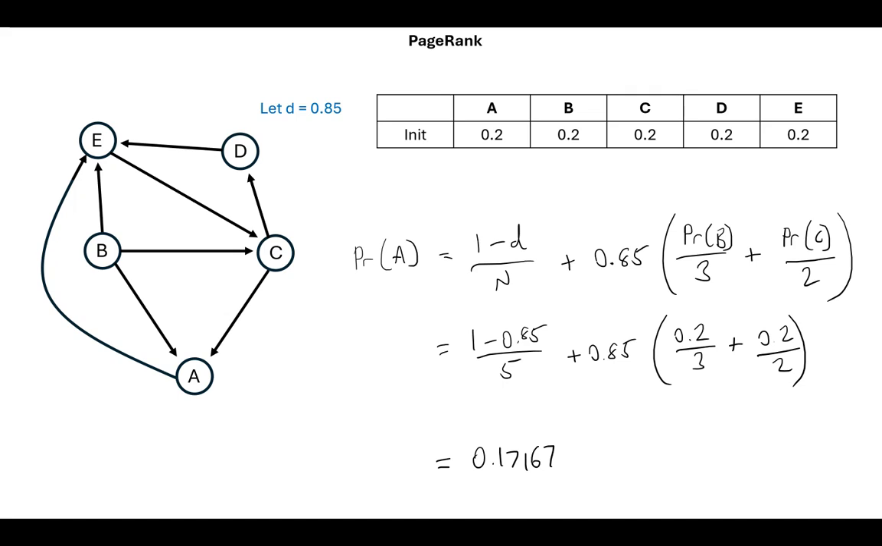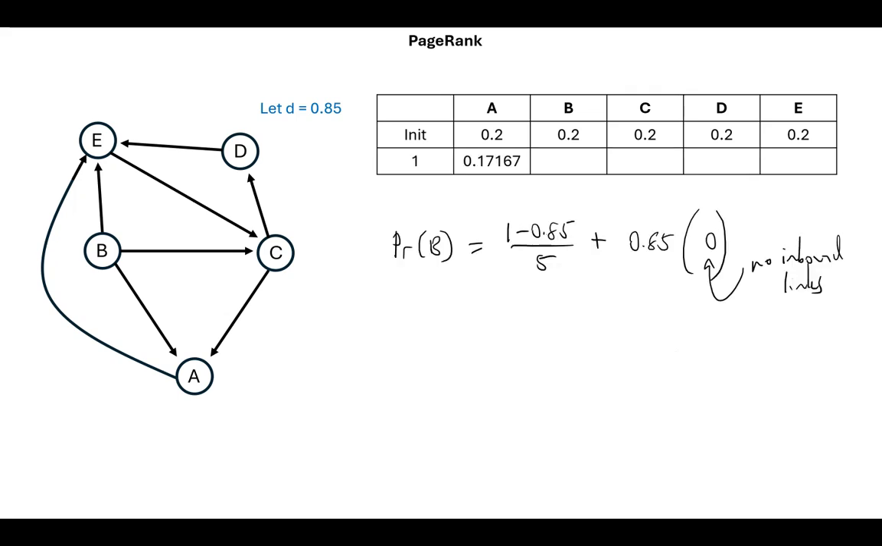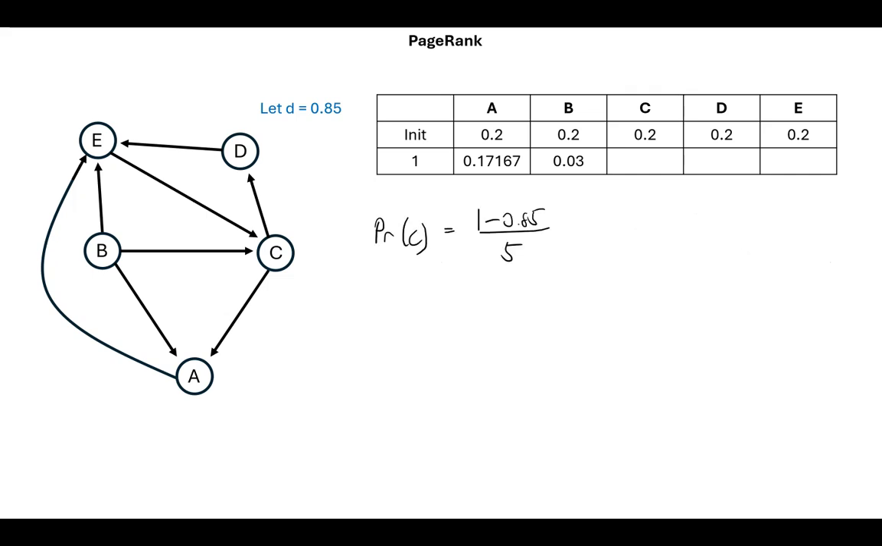Let's look at B and C. First part's always the same, (1 minus 0.85) divided by 5. And in this case, there are no inbound links to B. So there's no other way I can get to B other than randomly choosing a page regardless of what links are on the page I'm on, which gives me 0.3.